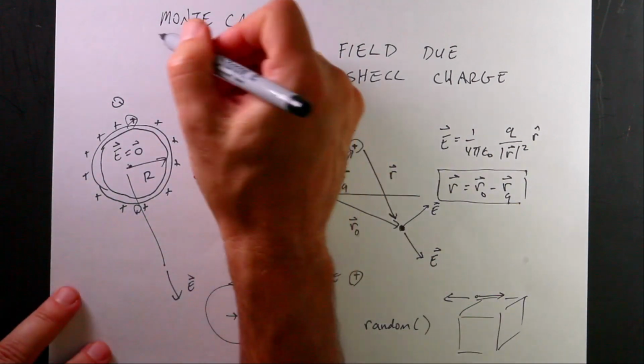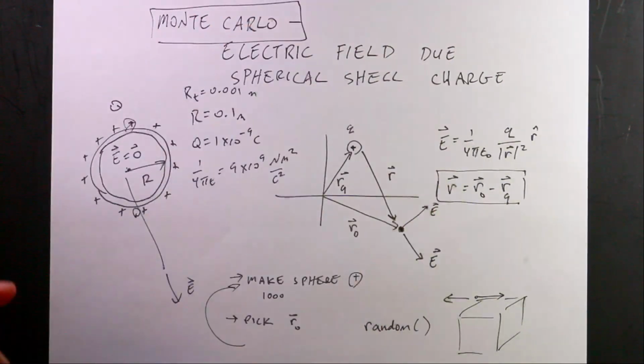So now what about the Monte Carlo part of this calculation? Monte Carlo really means using random numbers.